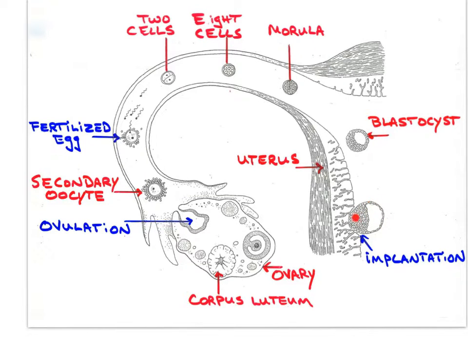This structure here is known as a blastocyst. This will develop into an embryo. Now, this image shows sperm arriving in the oviduct, resulting in fertilization. But if fertilization does not occur, which is most often the case in women, the egg and the endometrial lining are flushed out of the uterus in a process known as menstruation, sometimes called a period.